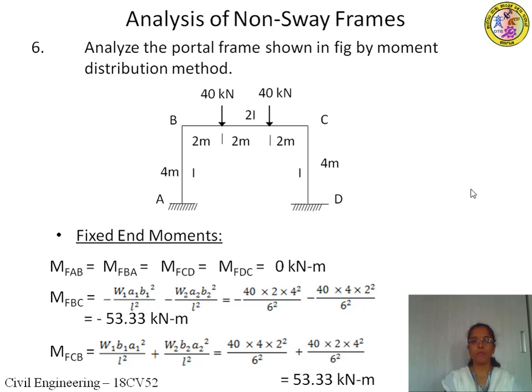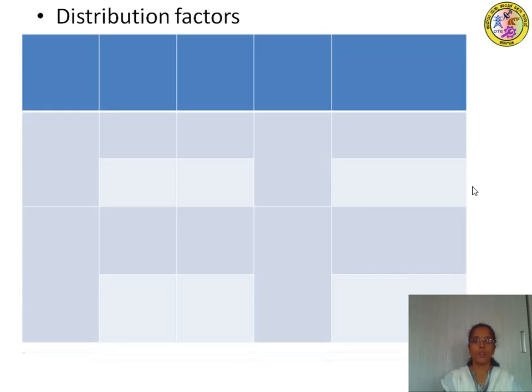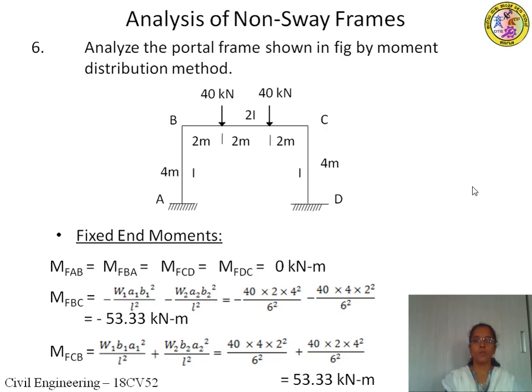The next step is to calculate the distribution factors. We know that distribution factors are calculated only for the intermediate joints. Here B and C are the intermediate joints. When you consider joint B, the members meeting at B are BA and BC. When you consider joint C, the members meeting at C are CB and CD.